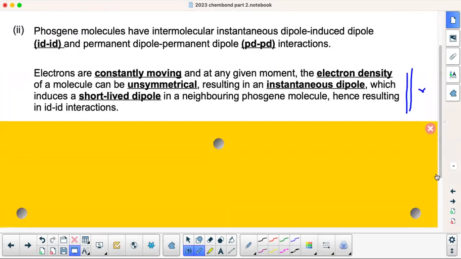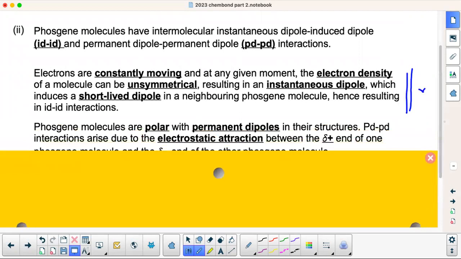You must say the molecule is polar with permanent dipoles. Permanent dipoles, write it down. So the phosgene molecule is polar. It has a permanent dipole. It means if you look at the entire molecule, from what I drew just now, it has a net dipole moment pointing this way. Since there's a net dipole moment pointing upwards, this part of the molecule is slightly delta minus, and this part is delta plus. And this is what we call the PD, the permanent dipole, because of the net dipole pointing upwards.